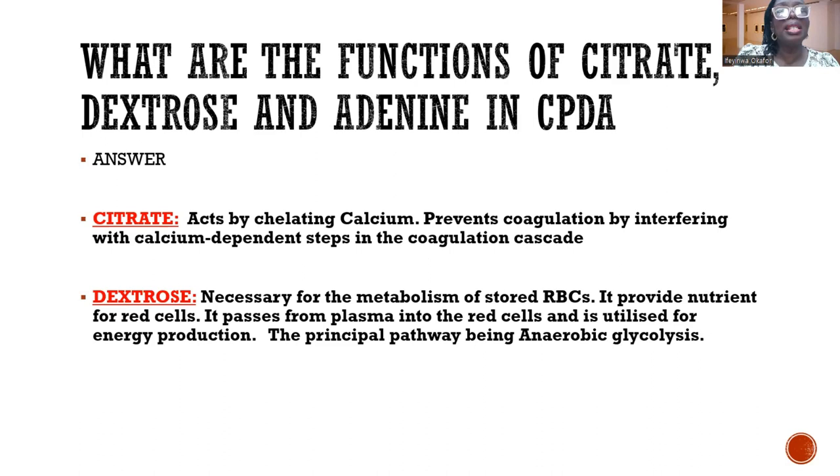Dextrose. Dextrose is necessary for the metabolism of stored red blood cells. It provides nutrients for the red cells. It passes from plasma into the red cells and is utilized for energy production. Now, the principal pathway through which the dextrose is utilized to produce energy for the red cells in the stored blood is what? Anaerobic glycolysis.